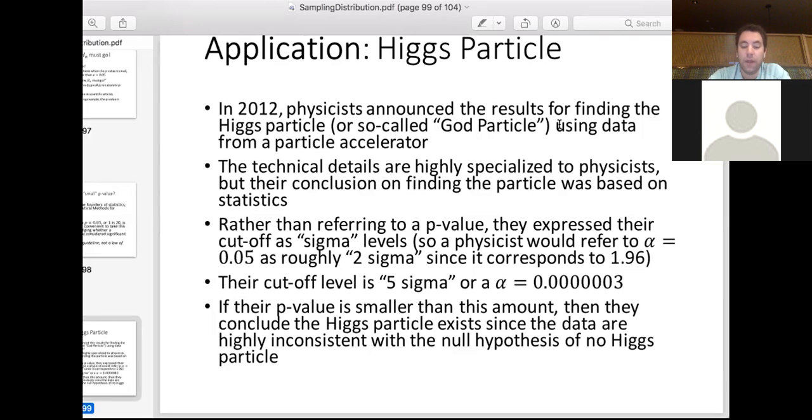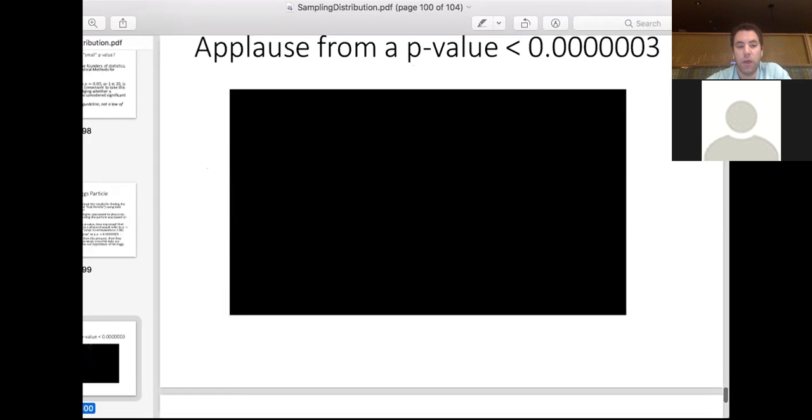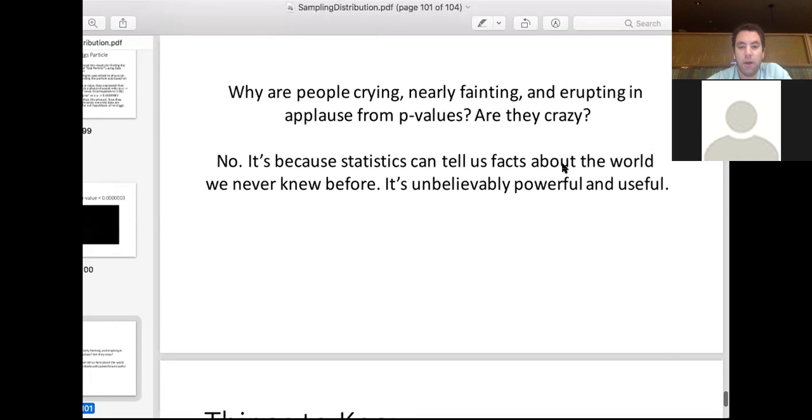And if their p-value is smaller than that, they can then conclude that the Higgs particle exists, since the data are highly inconsistent with the null hypothesis of there being no Higgs particle. So a p-value being that small is really showing that there's very strong evidence here.